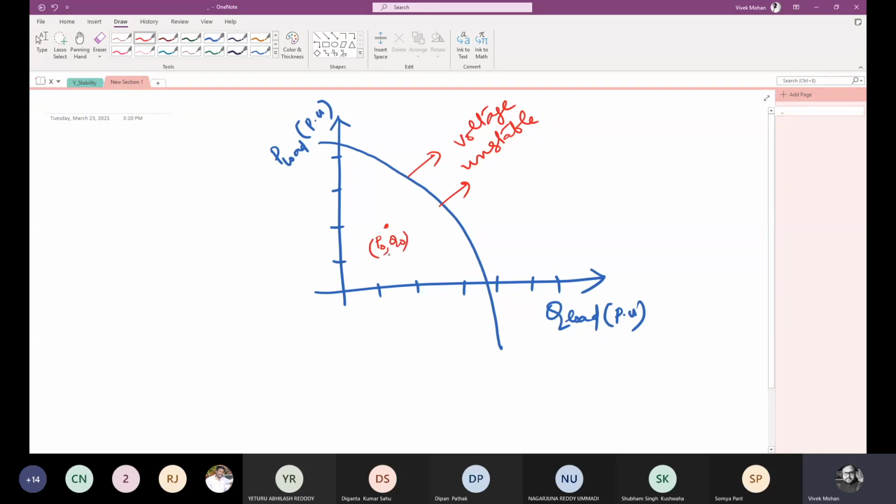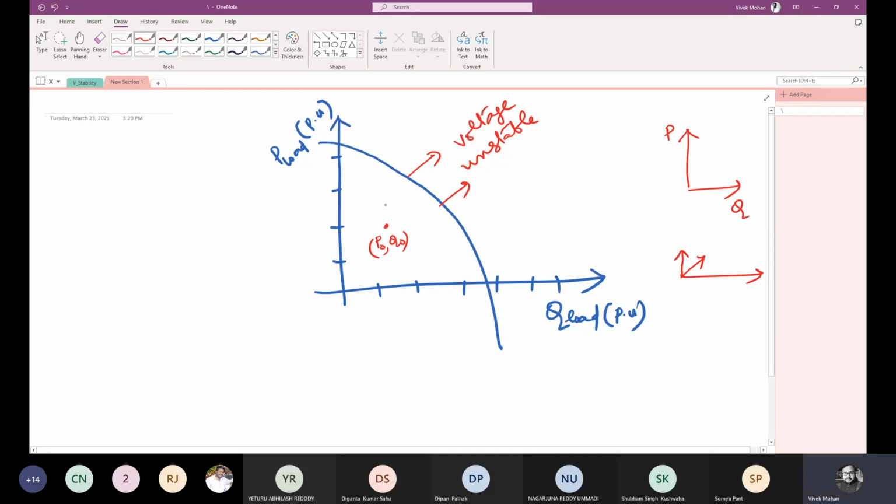I am increasing the loading of the system. So increasing the loading means increasing Q and increasing P. So it's increase of a vector, right? That means P and Q are orthogonal here. So how much Q is increased and how much P is increased, accordingly the loading is increased, right?